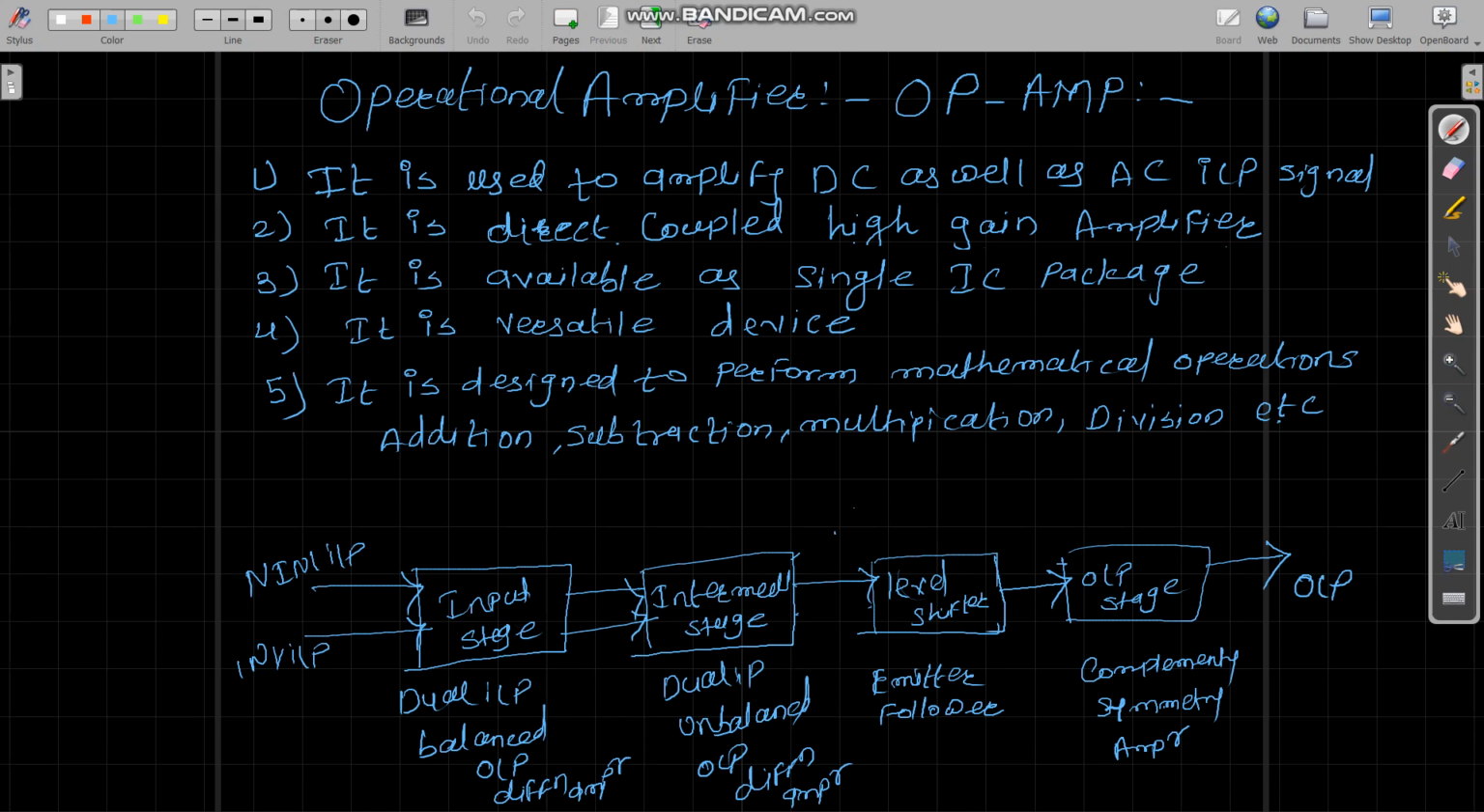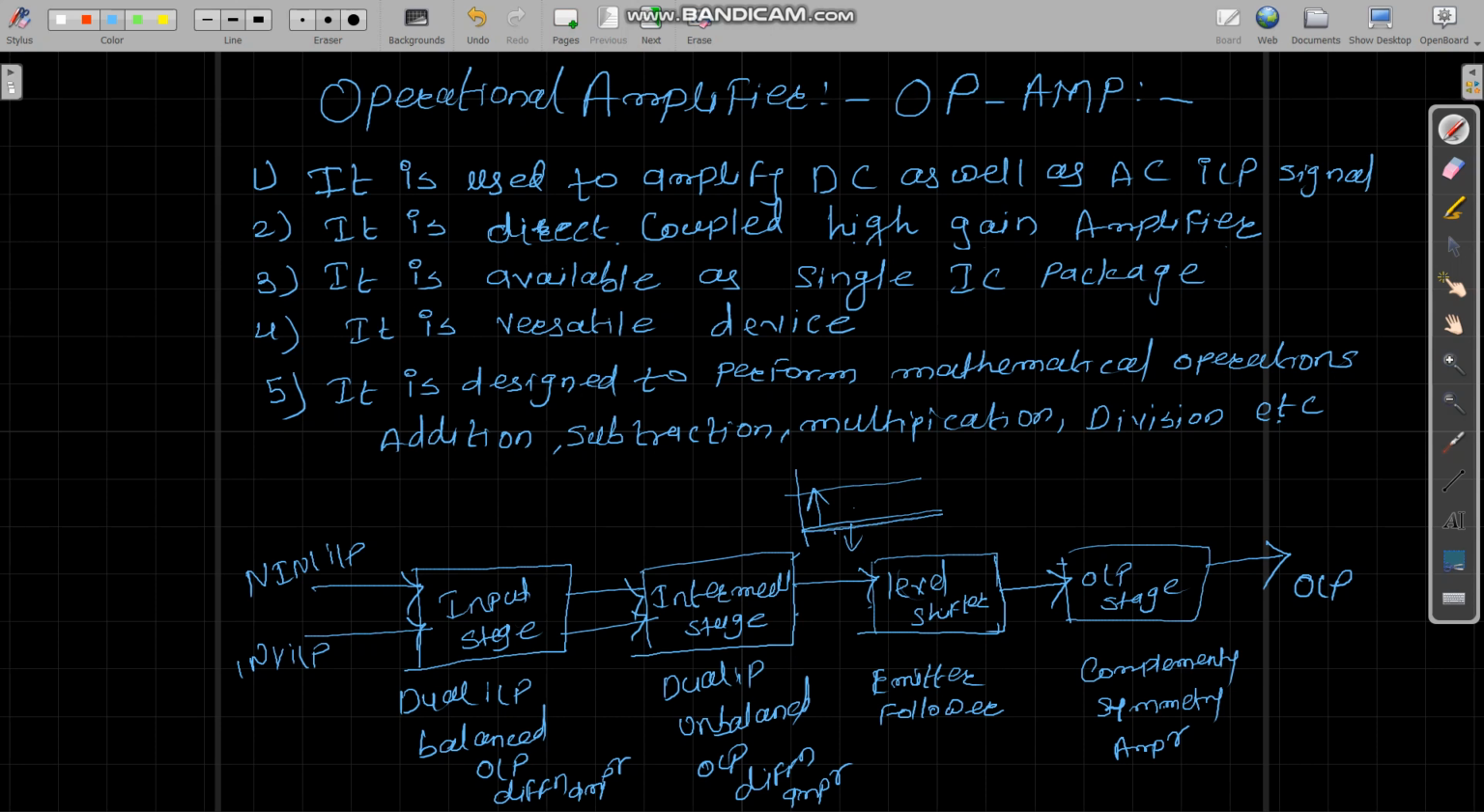Then what is the need of level shifter? We know that the differential amplifiers which we have discussed here are direct coupled amplifiers, and because of that there is a possibility of the DC level getting shifted either up or down. So this shifting of DC level has to be compensated. That means it has to come back to its zero level. Therefore, we are going to use a level shifter over here.